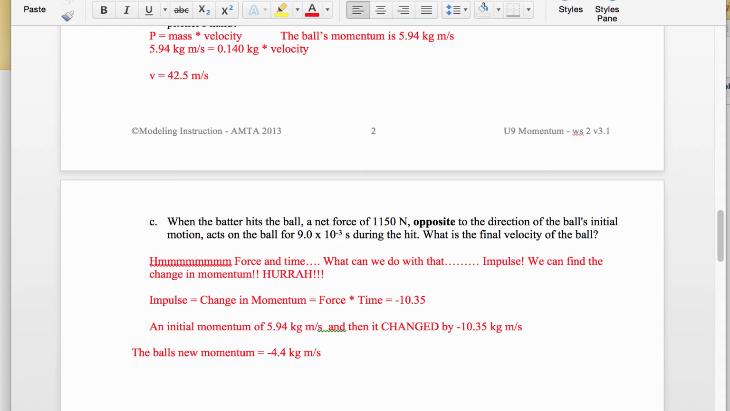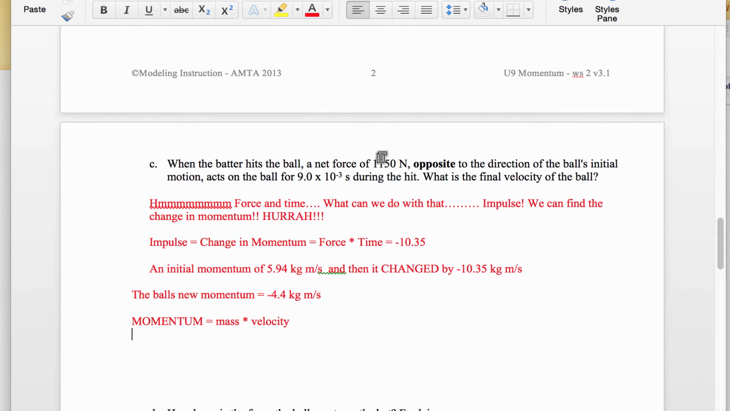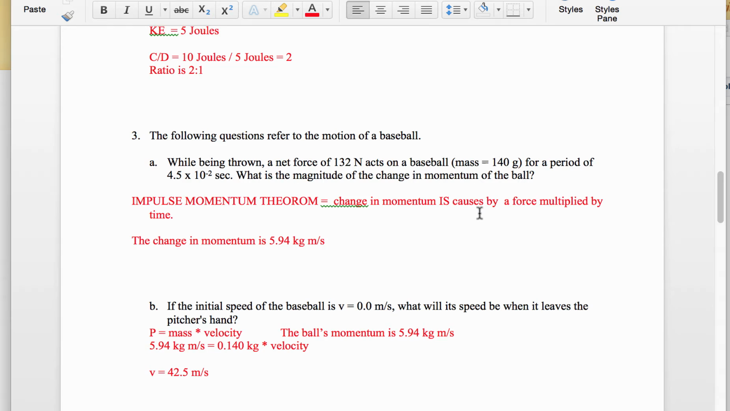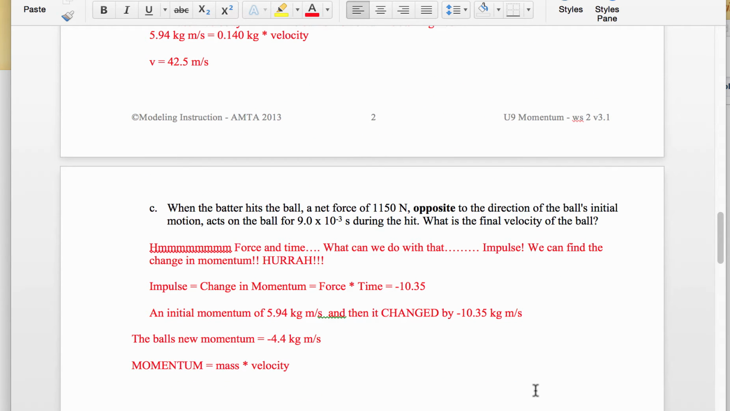Now what was the final velocity? The thing is, we couldn't jump to velocity right away. We had to go to momentum. But I know again that momentum, just like the problem previously, is mass times velocity. And do I know the mass of the ball? Yeah, the mass of the ball hasn't changed. The mass of the ball is still, scrolling up, 140 grams. So the final momentum is negative 4.4 kilogram meters per second. The mass is still 0.140 kilograms, and it's some new velocity.